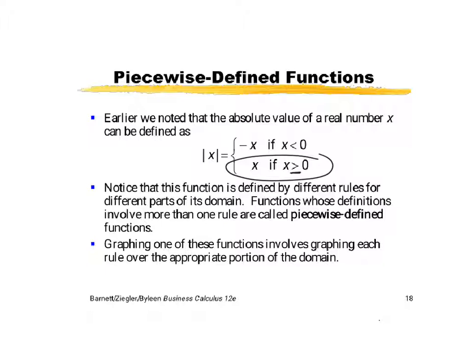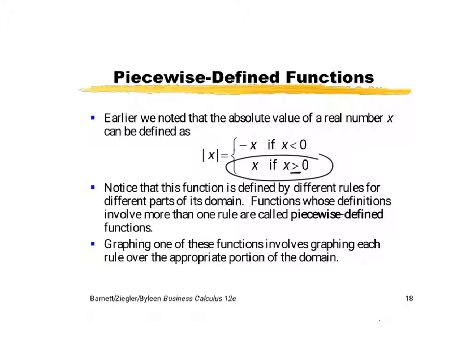Okay, next we have the definition of a piecewise function. And it just says here that notice that this function is defined by different rules for different parts of its domain. Functions whose definitions involve more than one rule are called piecewise defined functions. Graphing one of these functions involves graphing each rule over the appropriate portion of the domain.